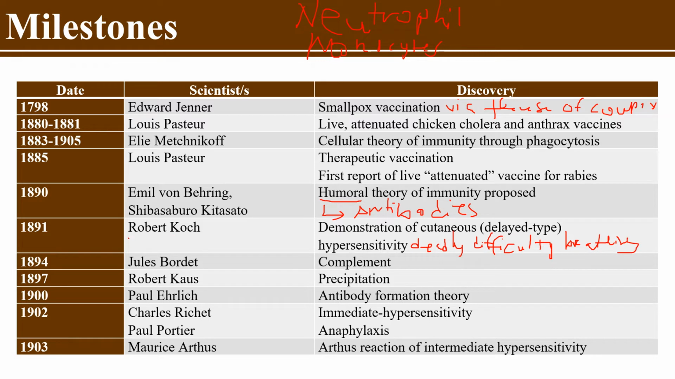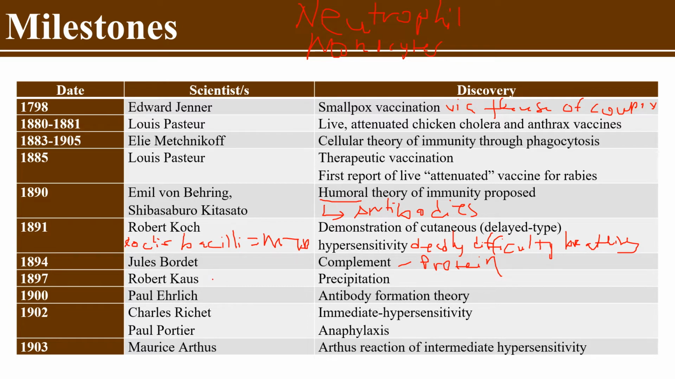Now, he also identified, class, your Koch's bacillus, also known as your MTB. Then, in 1894, Jules Bordet discovered complement. So, complement, class, is a group of proteins. A module is made for this one.